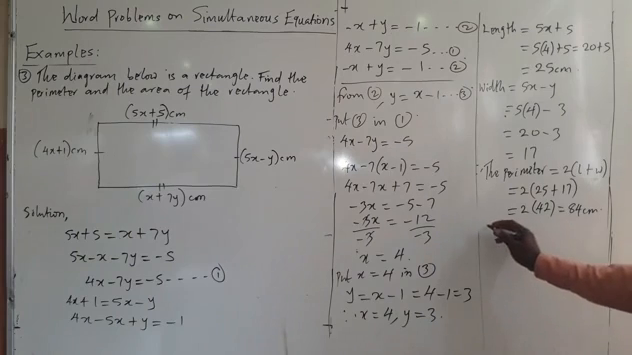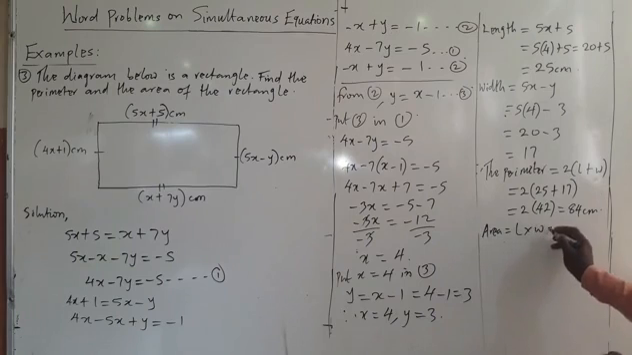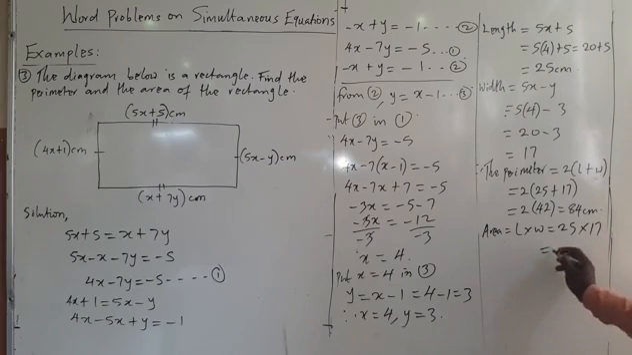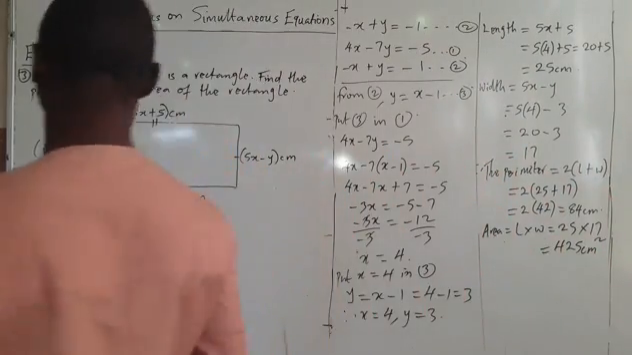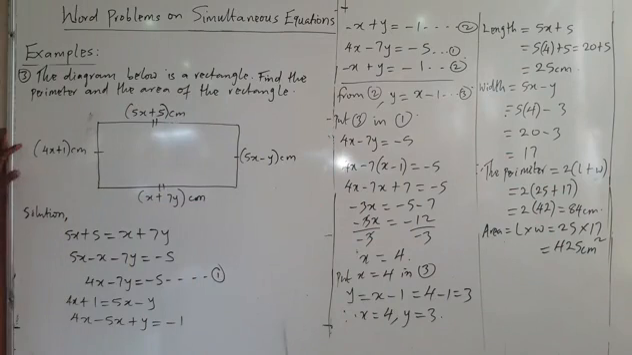Then the area equals length times width, which is 25 multiplied by 17. So 25 multiplied by 17, I think is 425 centimeter square. So that is 425 centimeter square. So this is our solution to question number 3. So thank you.